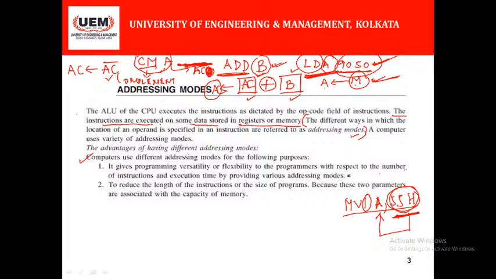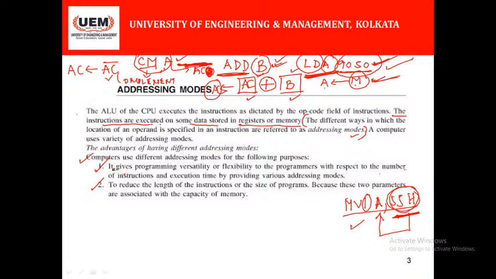For example, the execution time of LDA 9050 will be different from the execution time of ADD B. The execution time of CMA may be different from ADD B, and may be different from MVI A, 55. So there is versatility in the execution time in the program. There is versatility in the number of instructions present in the instruction set. A programmer may use many types of instructions rather than a single type of instruction.